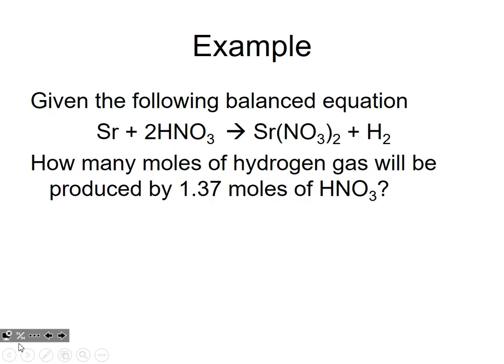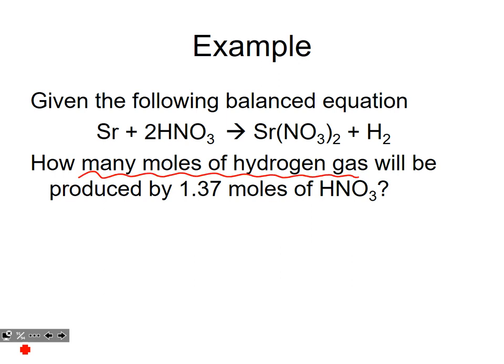To end this video, we're just going to have an example with a real chemical equation, given the following balanced equation: Sr plus 2HNO3 yields Sr(NO3)2 plus H2. How many moles of hydrogen gas will be produced by 1.37 moles of HNO3? Again, it's about ratios, but we want to identify the ratio we want to use here. So it asks for moles of hydrogen gas.